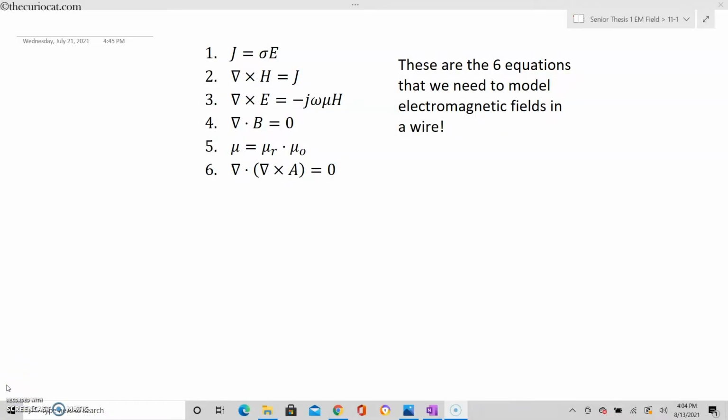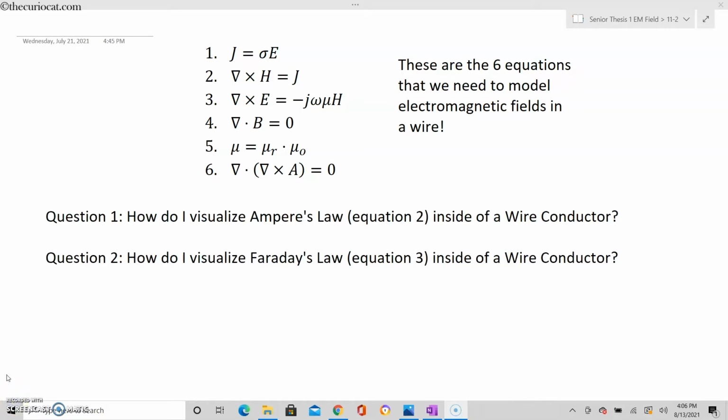On the screen, I have the 6 equations that we developed in the previous 2 videos. Some of you may still have questions as to how these equations can be visualized. Here are 2 common questions. Question 1. How do I visualize Ampere's law inside of a wire conductor? Question 2. How do I visualize Faraday's law inside of a wire conductor?